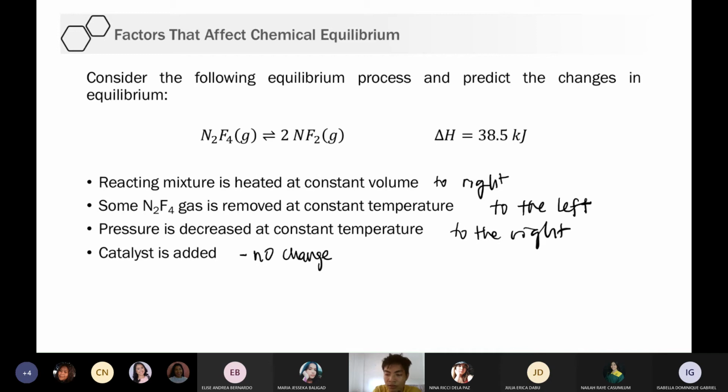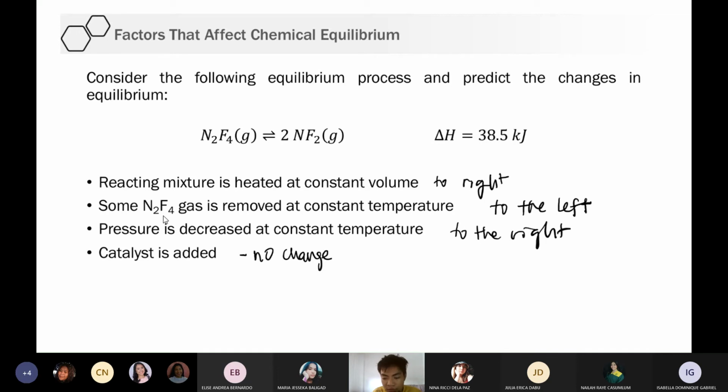So, no change. Again, in summary, let's explain again why ganyan yung sagot natin. Mixture is heated at constant volume. So, pag tinaas mo yung temperature mo and you have an endothermic reaction or positive yung delta H mo, it will favor the product side. Okay? So, to the right, kasi tinaas mo yung temperature. What if, sir, binabaan ko tong temperature? It's positive yan. To the left yan, pag ganun.